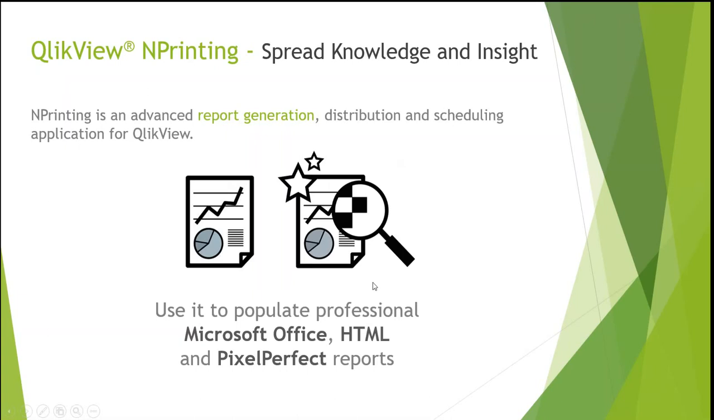So in connecting to your QlikView applications and extracting the charts and the images, we can then use those to populate really professional looking Microsoft Office reports. So we can look at PowerPoint, Word, Excel, and beyond that we can also use NPrinting to start to put together HTML reports for producing content-rich emails. And there's a pixel perfect element, which is essentially a desktop publisher that allows you to use data from within QlikView to create really stylized reports on the back of it.